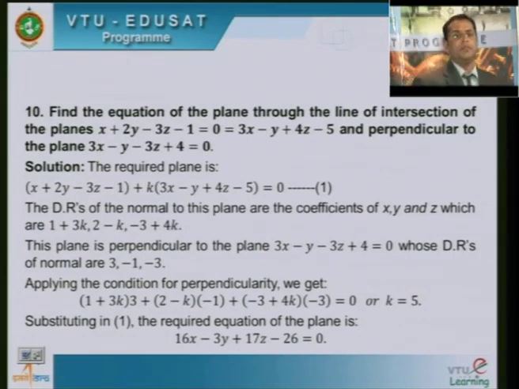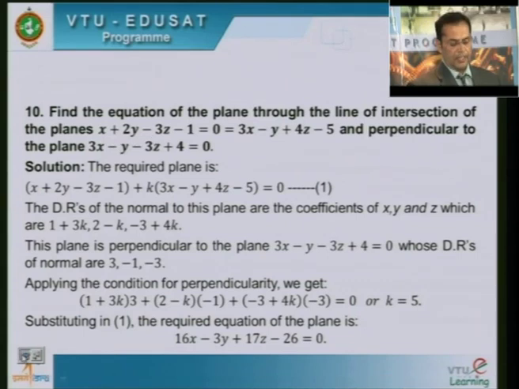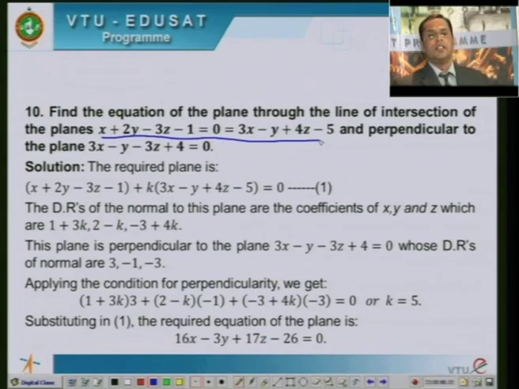Find the equation of the plane through the line of intersection of the planes x plus 2y minus 3z minus 1 equal to 0 equal to 3x minus y plus 4z minus 5. What observation you can make here is that the equation of the plane is written with a common 0 in between. Observe x plus 2y minus 3z minus 1 equal to 0, this is one plane, and on the other side 3x minus y plus 4z minus 5 equal to 0 is the other plane. So, this equation can be split into two planes.